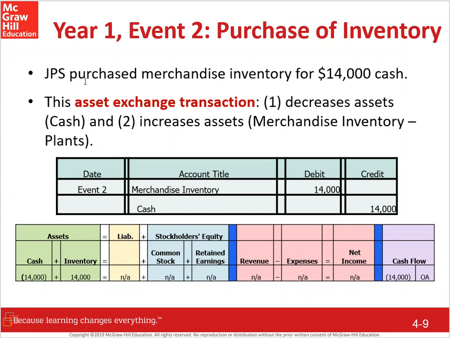Transaction two, JPS purchased merchandise inventory for $14,000 cash. Now, if you recall, inventory is an asset account, right? It's our stuff. It's specifically stuff that we're holding for resale, but it's still stuff we have. So it's an asset. So the asset merchandise inventory is going up with a debit, while cash is going down with a credit. So we have an asset exchange transaction. Cash goes down, inventory goes up, and our cash flow type is OA. Normal part of our operations is to buy and later sell our inventory.